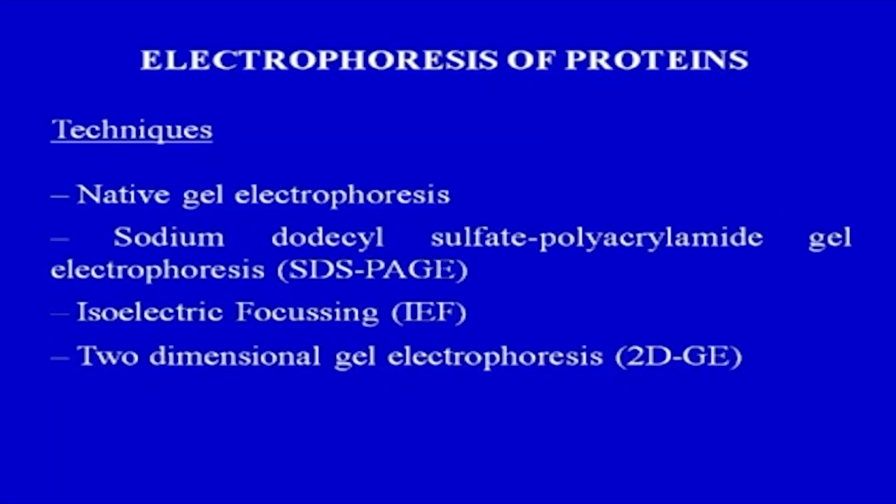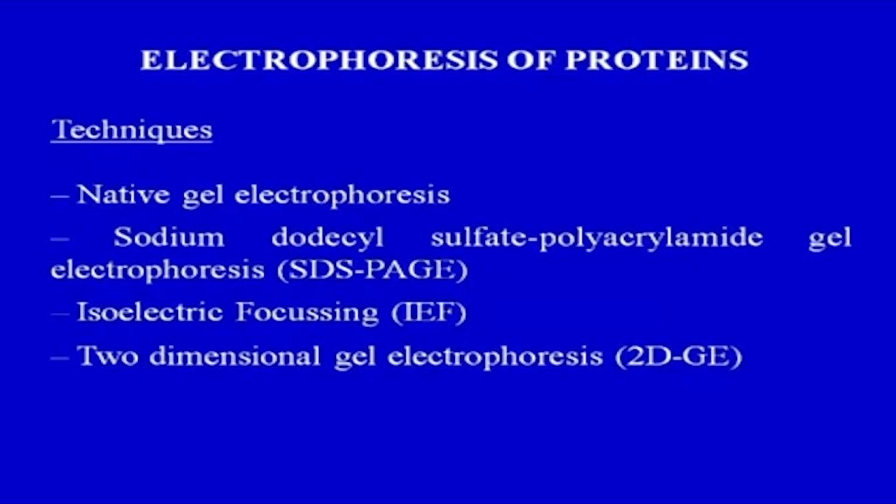Now, native gel electrophoresis is one where the analyte is separated according to differences in apparent mobility, and the protein is not denatured here. Then there is SDS-PAGE or sodium dodecyl sulphate polyacrylamide gel electrophoresis, where the analytes are denatured because of SDS and they are separated according to size.